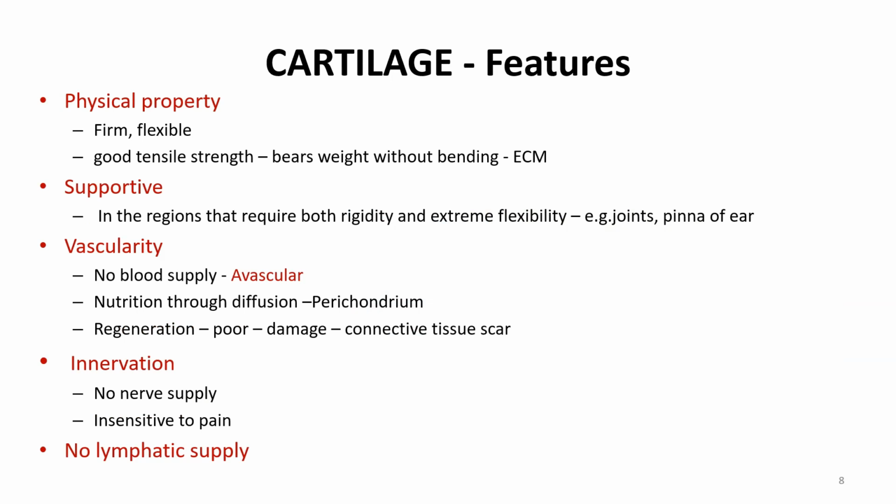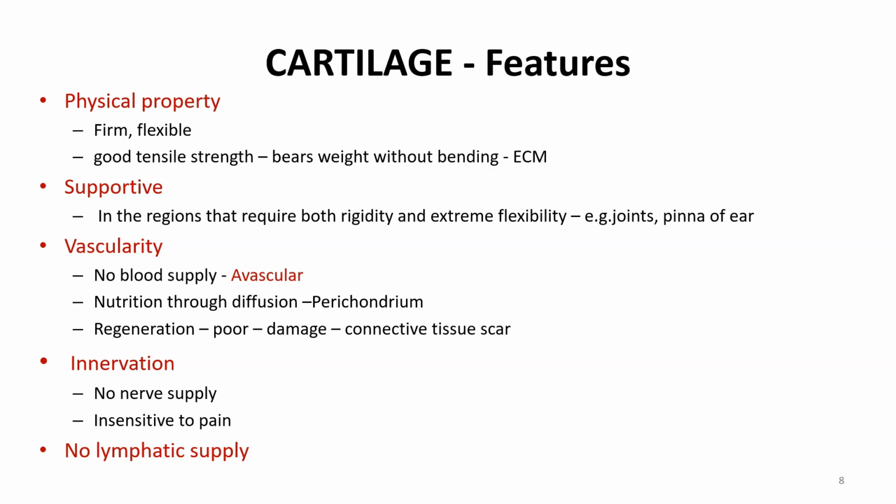Coming to the features of the cartilage, it is firm and flexible. It has good tensile strength, hence it bears weight without bending, and this is due to the presence of extracellular matrix. The cartilage is supportive, and it is found in regions that require both rigidity and extreme flexibility. In those regions it is seen, for example, in the joints and pinna of the ear.